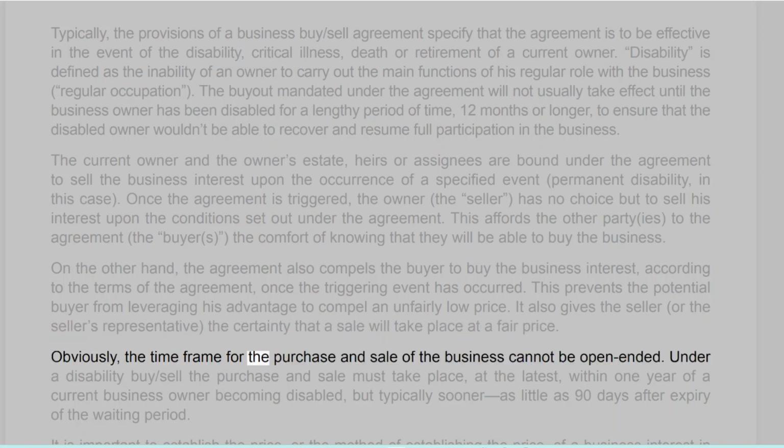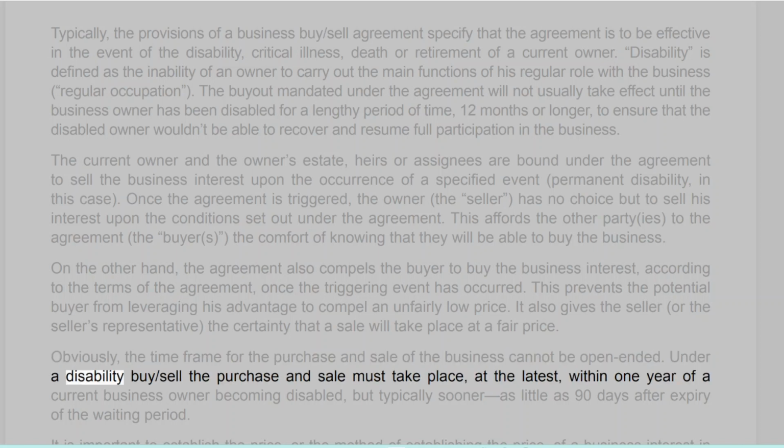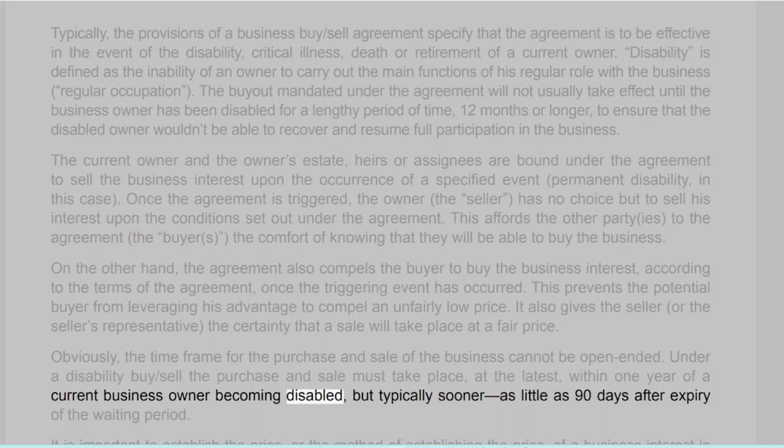Obviously, the time frame for the purchase and sale of the business cannot be open-ended. Under a disability buy-sell, the purchase and sale must take place, at the latest, within 1 year of a current business owner becoming disabled, but typically sooner, as little as 90 days after expiry of the waiting period.